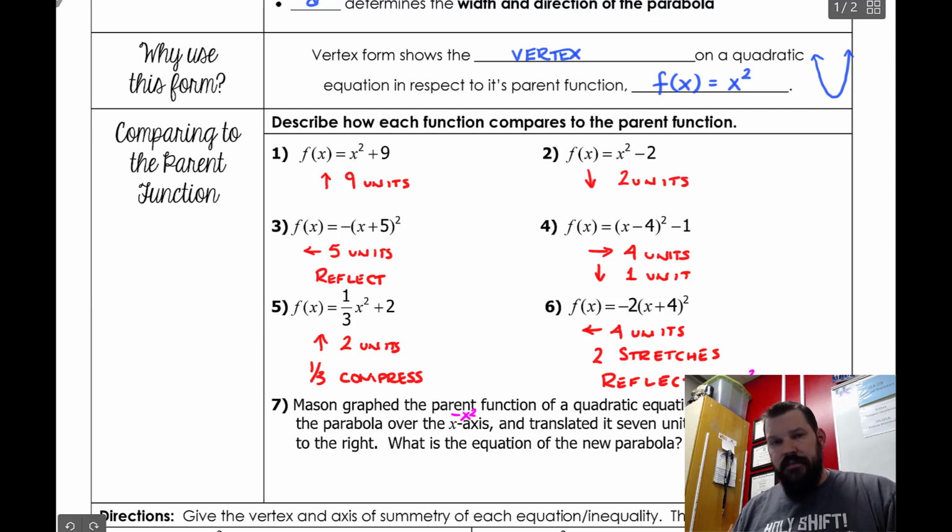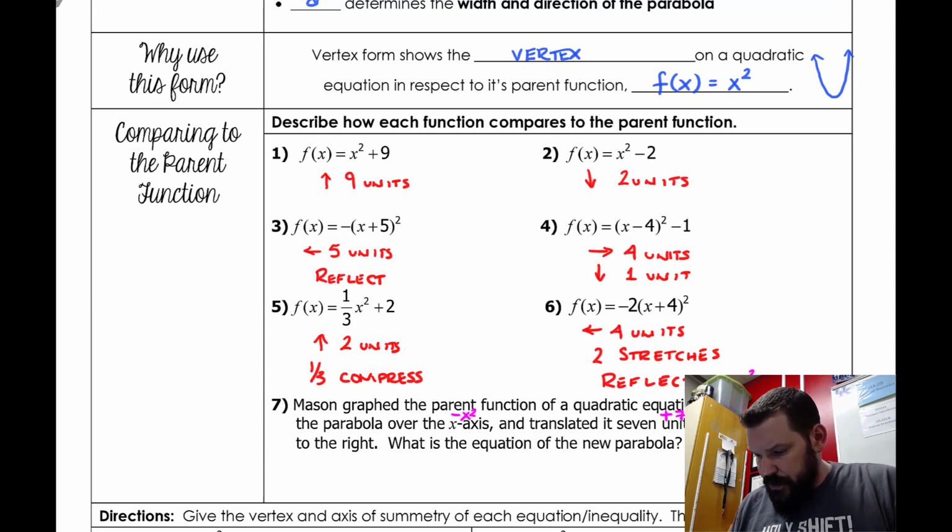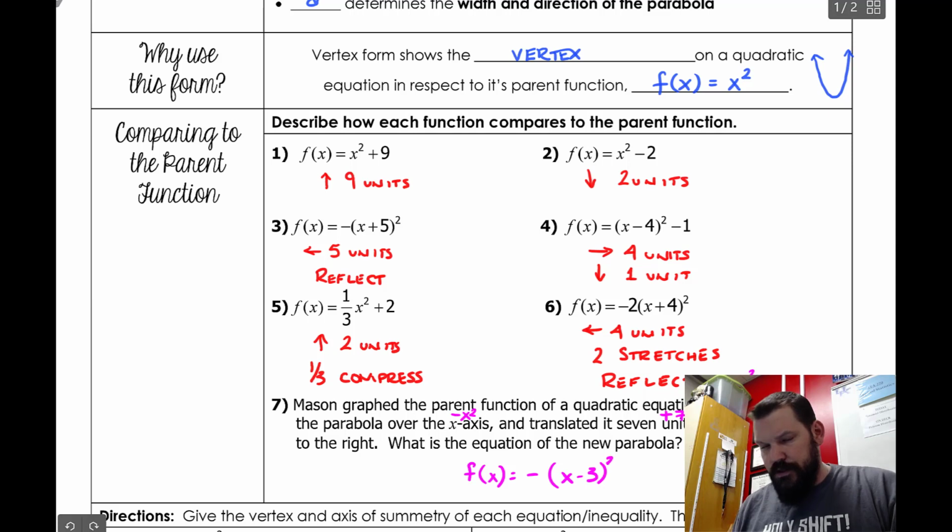And then translated it 7 units up, so plus 7 outside of the function, 3 units to the right, minus 3 inside the function. What is the equation of the new parabola? So this transformed parabola is f of x equals negative, which reflects it. The x minus 3 moves it to the right, quantity squared because we're still doing a quadratic. And then we have the plus 7 outside of the function, which is what shifts it up.